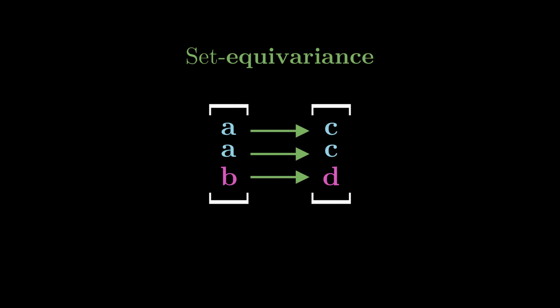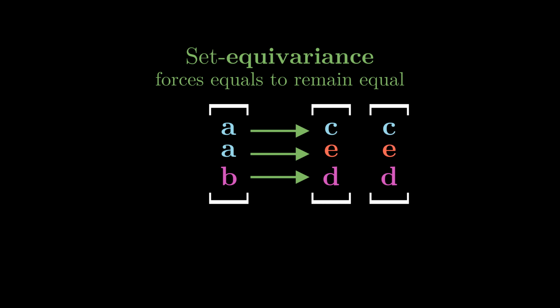One property of set-equivariance is that if you have an input with duplicates in it, then they must stay duplicates in the output. Let's say the second output is not C, but something different, E. And I'll just keep a copy of the output on the side for us to keep in mind. Set-equivariance means that when swapping the first two elements in the input, we must also swap the first two elements in the output. That's just what set-equivariance is.